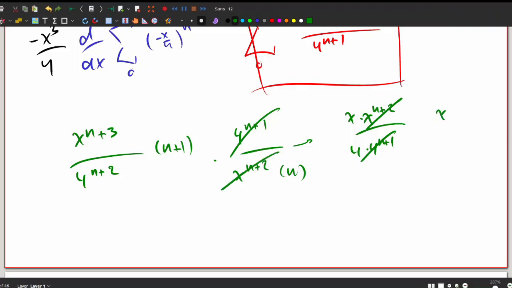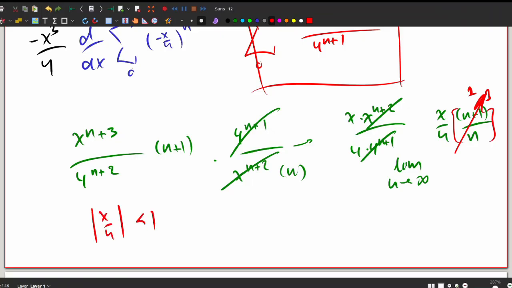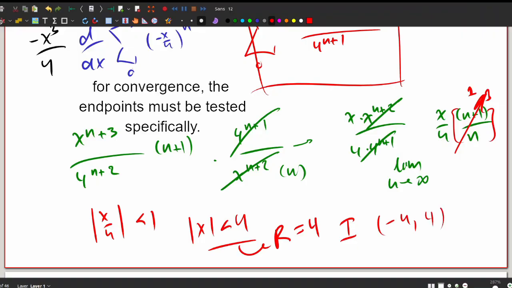So what we're left with is x over 4 times n plus 1 over n, and it's the limit as n approaches infinity. As n approaches infinity, this n plus 1 and n are going to reach a ratio of 1, so we can ignore it for now because it's just something times 1. So all we have to do is ensure that the absolute value of x over 4 is less than 1. Now this means absolute value of x is less than 4, and therefore our radius of convergence is 4. Since there's no addition or subtraction, we can assume it's centered around 0, and therefore our interval of convergence is from -4 to 4. We'll have to test the endpoints.